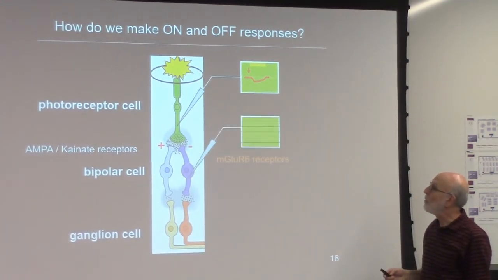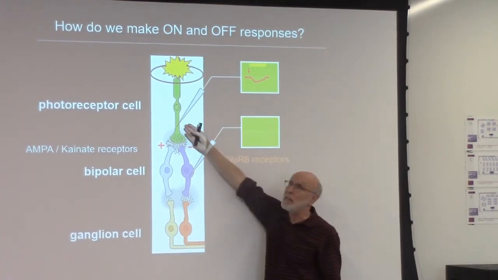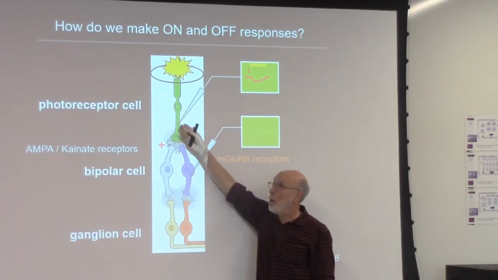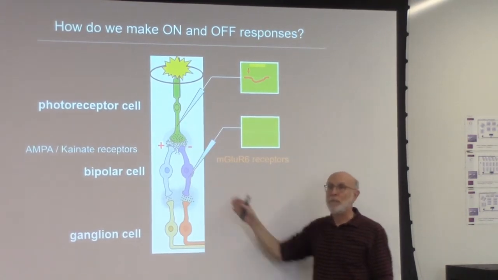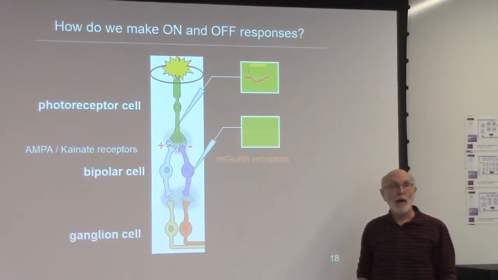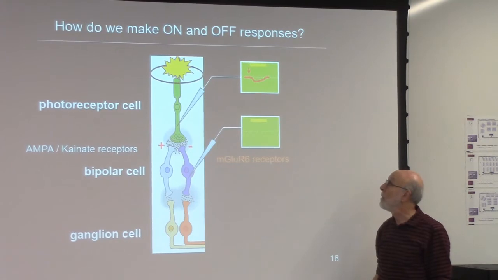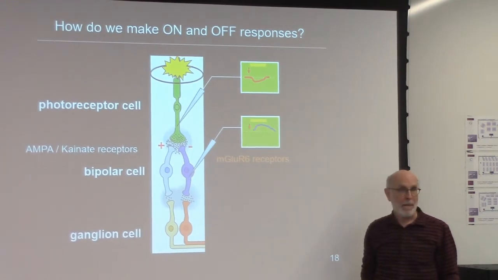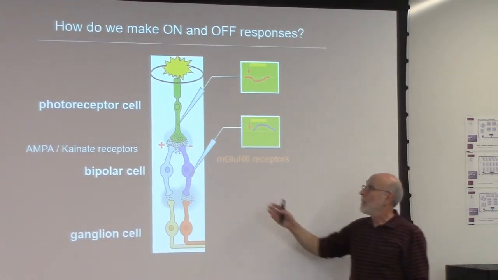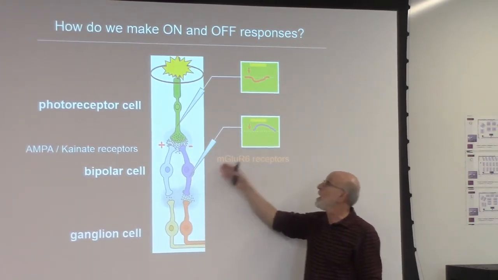So let's record from this cell. What's our prediction? When light hits this photoreceptor cell, what's going to happen to the membrane potential of this cell? Is it going to depolarize or hyperpolarize? Depolarize. It doesn't have sodium channels, it doesn't fire action potentials, but it does depolarize.